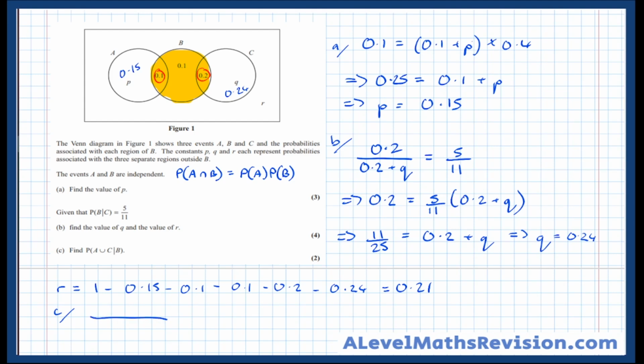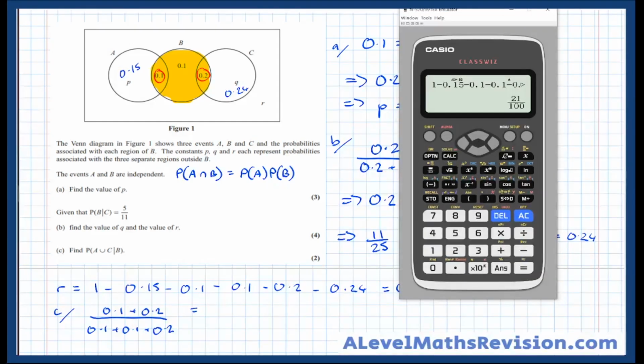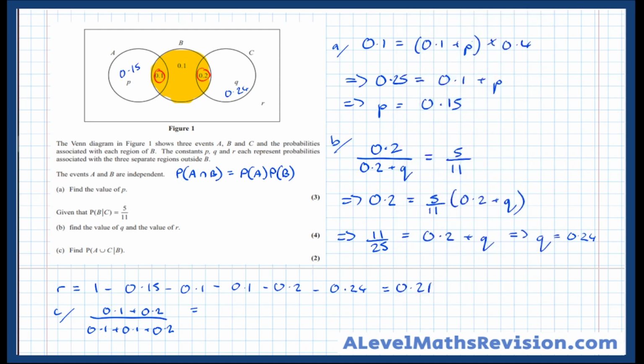So we're given B, so the probability now is only those probabilities within B, so add those all up. We get 0.1 plus 0.1 plus 0.2. So that's all of B. And the ones we want in B are 0.1 plus 0.2. So putting that in the calculator, on the top we've got 0.3. On the bottom we've got 0.4. Leaving us with 3/4 as the answer. And that's conditional probability in Venn diagrams.